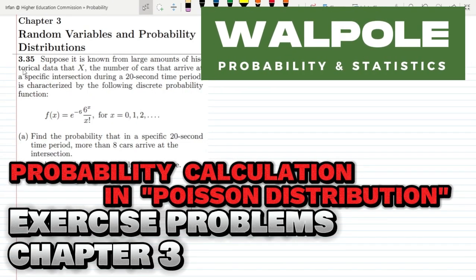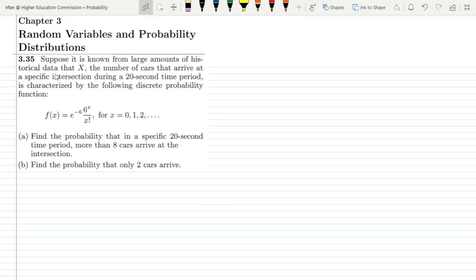I hope all of you will be fine. So this is question 3.35 of chapter 3, and the statement of it is, suppose it is known from large amounts of historical data that x, the number of cars that arrive at a specific intersection during a 20-second time period, is characterized by the following discrete probability function, which is given by f of x. Okay, and this formula is a very well known probability distribution function, which we will discuss in our upcoming videos. Okay, so that is basically characterized by this formula, and on the basis of it we have to solve two parts of this question, which are A and B.